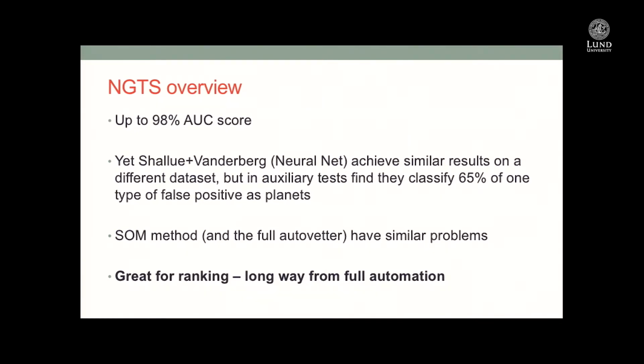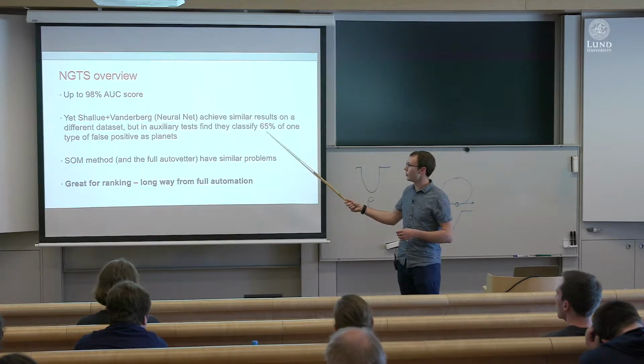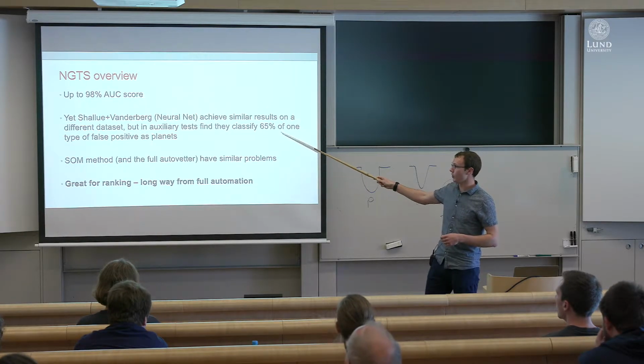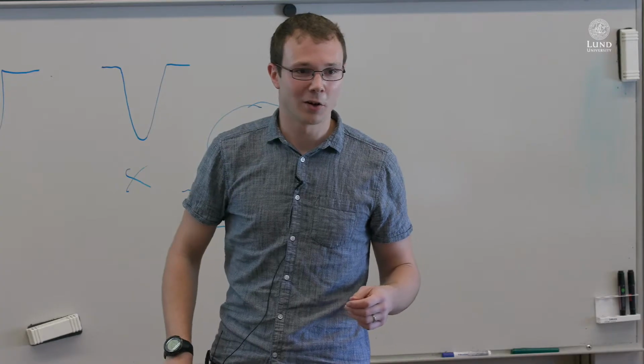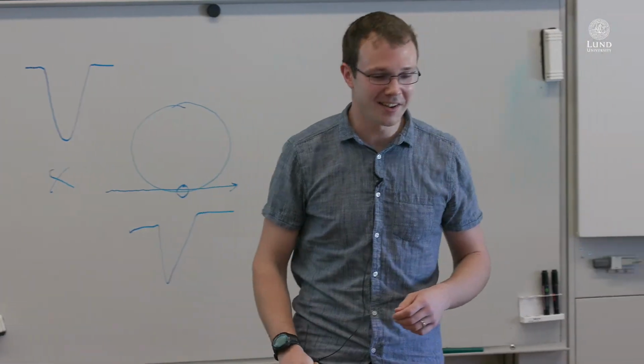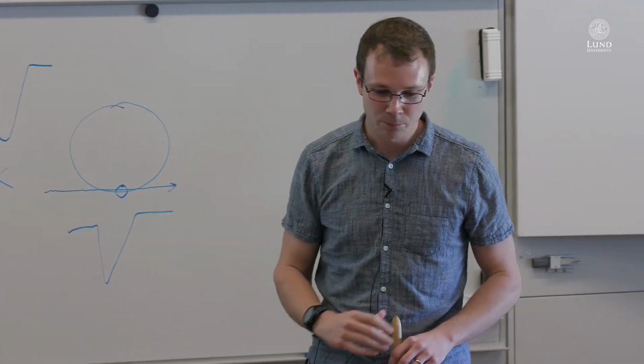Another example is the Shallue and Vanderburg paper, which was a nice collaboration between Google and some astronomers. That tried a neural net to do basically the same thing on a different data set. And they get similar 98%-ish results, very high results, but using a separate test, like I was talking about, a validation using different kinds of false positive, they find one of the types of false positive, 65% of them they think are planets. So again, there are complications going on and hidden difficult elements of the data.